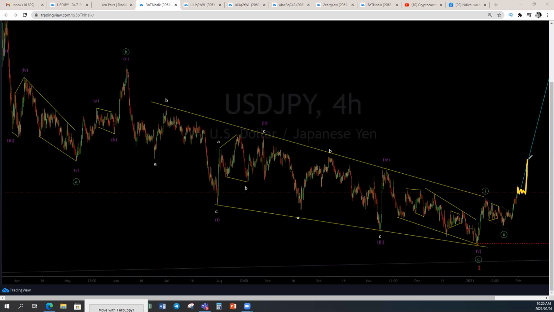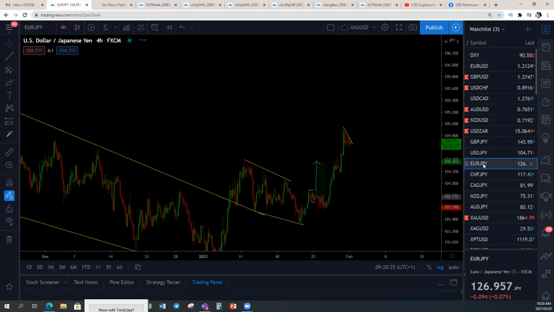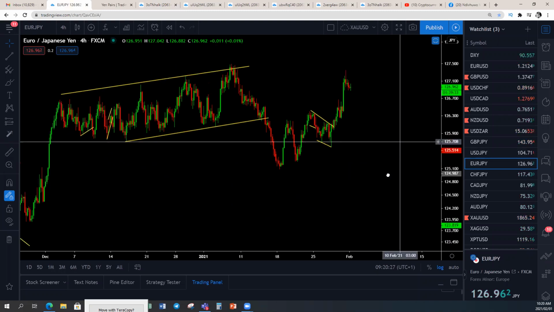It looks like we're getting this one here, and then we're going to be looking for upside here. Correction here, we're going to continue to the upside. We're starting this move on US dollar yen. Very interesting setups for the week. Euro yen. Okay, so Euro yen has made a push to the upside.